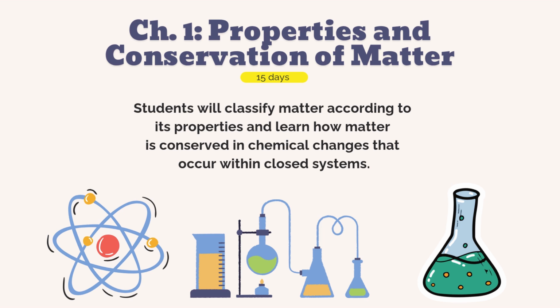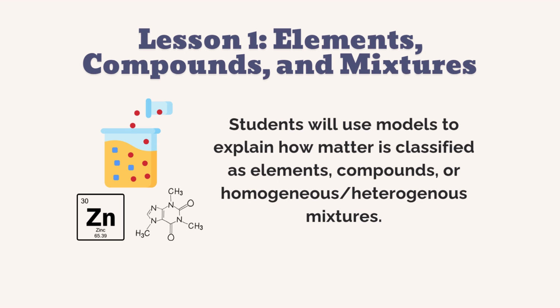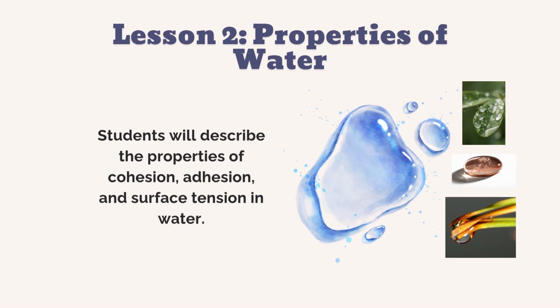In Lesson 1, students will use models to explain how matter is classified as elements, compounds, homogeneous mixtures, or heterogeneous mixtures. In Lesson 2, students will describe the properties of cohesion, adhesion, and surface tension in water and relate to observable phenomena such as the formation of droplets, transport in plants, and insects walking on water.